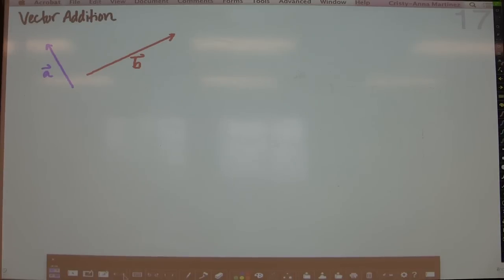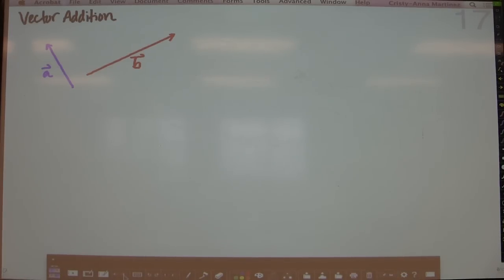And for vector addition, there's actually basically two ways that you can do this. One of the ways is the parallelogram method, and the other way is the triangle method. And you can use whichever method you like best. I don't think it ever actually indicates which way you should do it. But vector addition is kind of interesting. I'll show you the parallelogram method first. But basically, when you add two vectors together, the answer is the resultant vector when you put them together.